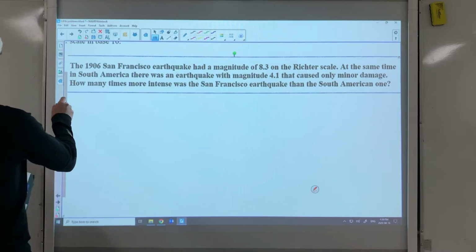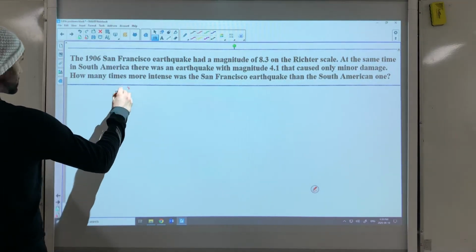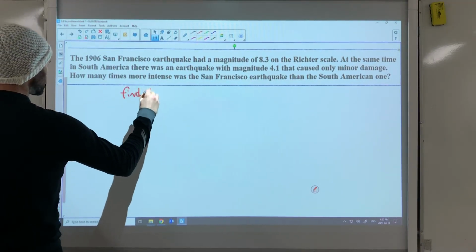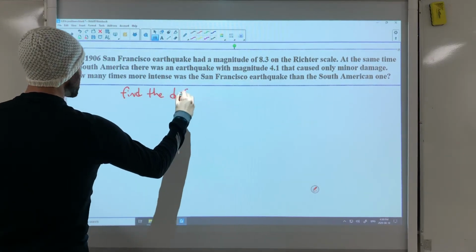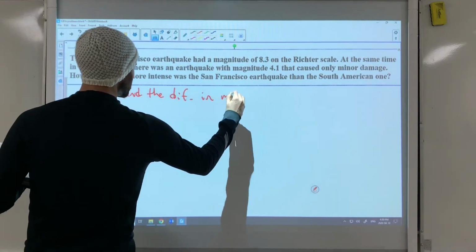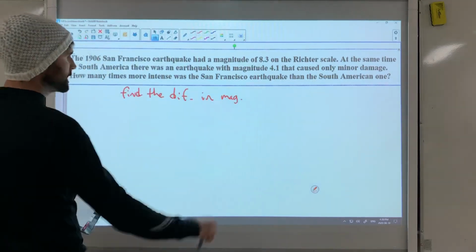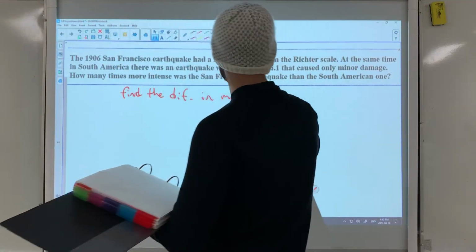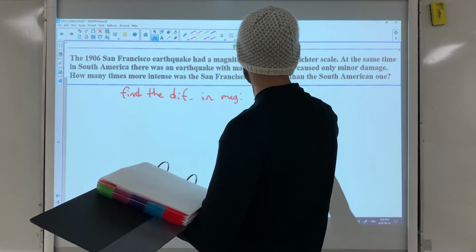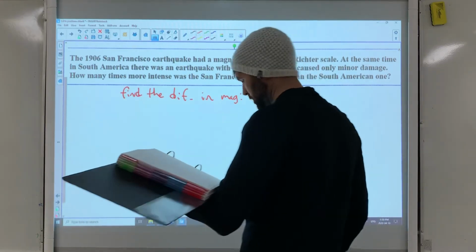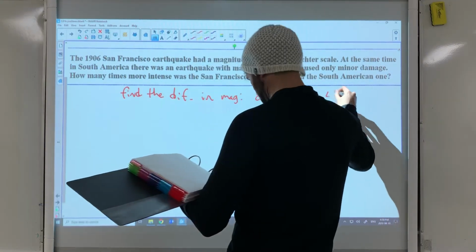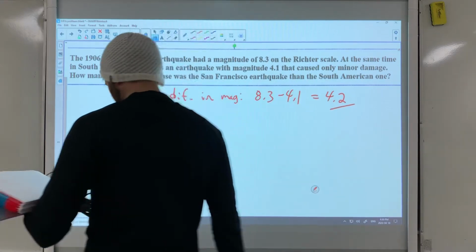Well, this is very similar to the pH question. First, we need to find the difference in magnitude. So the difference in magnitude, well, one of them had a magnitude of 8.3, the other one had a magnitude of 4.1, so you're going to get 4.2 as the difference, okay?